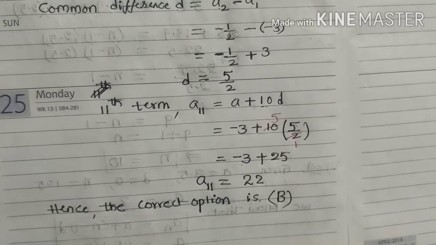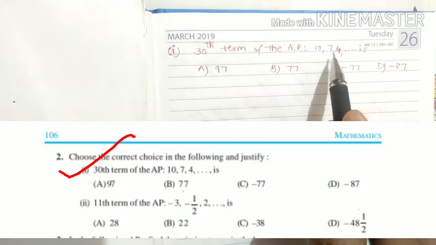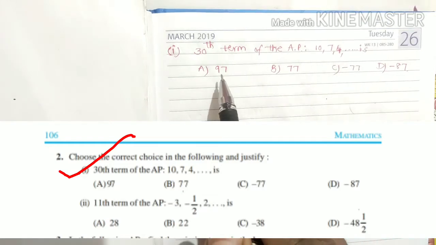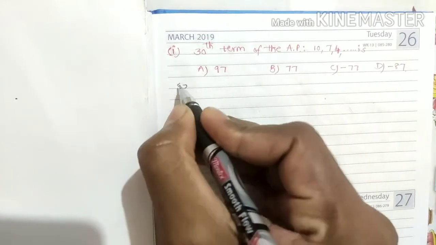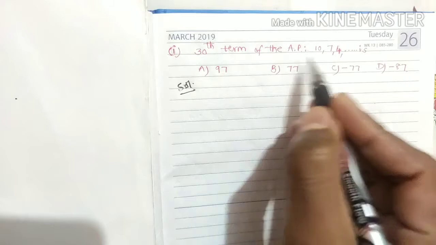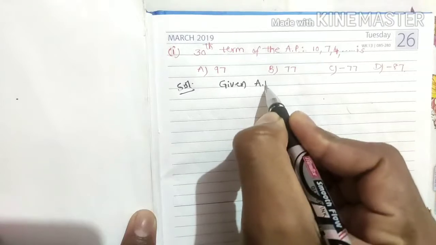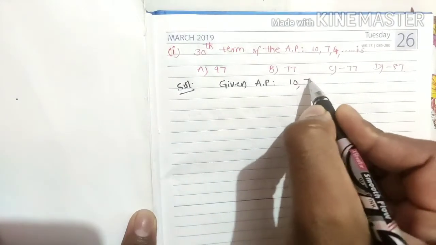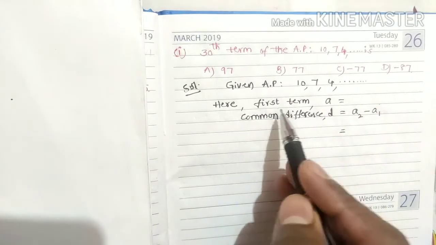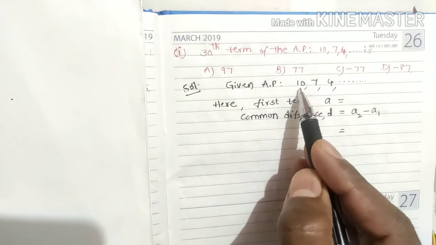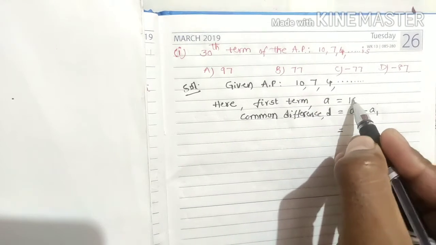That is 22. In this question, we are asked to find the 30th term of this AP, 10, 7, 4 and so on. So 4 options are given to us. Let us solve this question. In the solution, how do we have to start? What is the given AP? 10, 7, 4 and so on. Here, what is the first term? The first number is nothing but the first term. It is represented by A, that is 10.